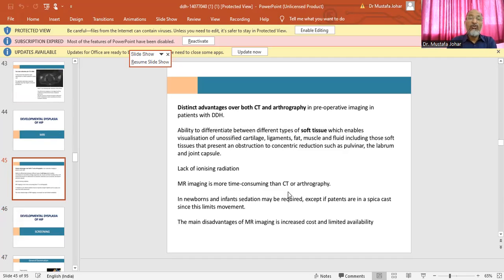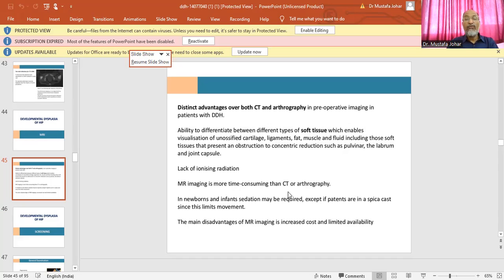So the distinct advantage over both the CT and the arthrography in the preoperative imaging in the patient with the DDH is the MRI. It is the ability to differentiate between the different types of soft tissue, which enables the visualization of the unossified cartilage, ligaments, fats, muscle, and fluid, including those soft tissues that present an obstruction to the concentric reduction, such as the pulvinar, the labrum, and the joint capsule.